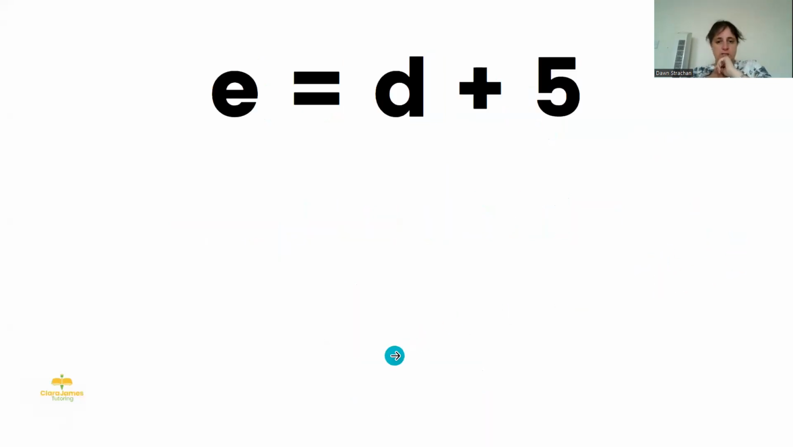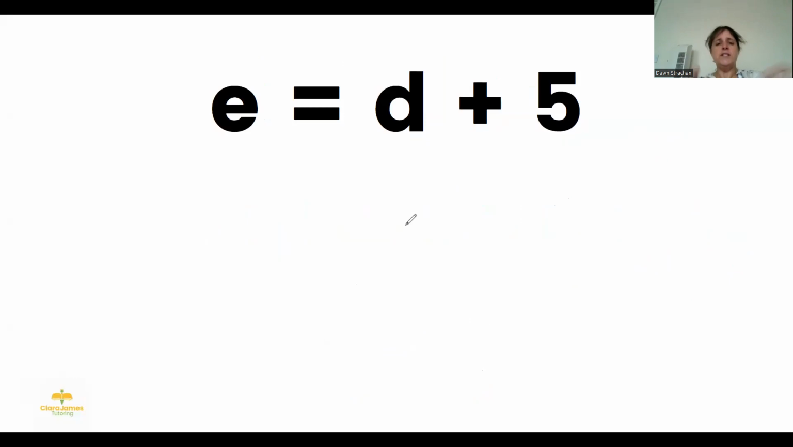This was how it was explained to me, and it made logical sense. The teacher was explaining it and I just didn't get it, whereas when it was put to me like this, it just made sense. So if we take this one as our first example, E equals D plus 5.